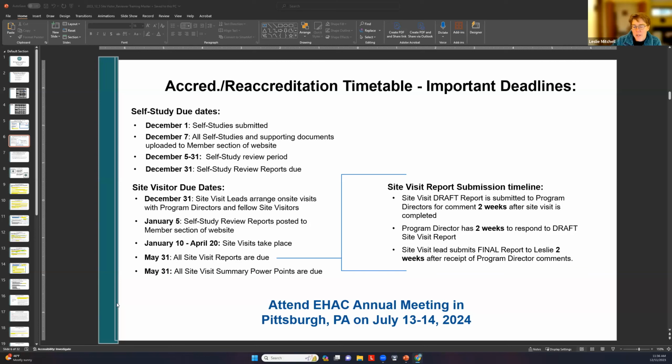And again, at least one of the site visit representatives will need to attend the annual meeting in Pittsburgh in July. Just a note about that, we do have a stipulation in our policy to allow program directors to represent their schools virtually, if there are no significant challenges to the self-study or the site visit report, if everything is in line with their program. We can give them that option. And I will communicate with the site visit leads on that issue, making that determination.